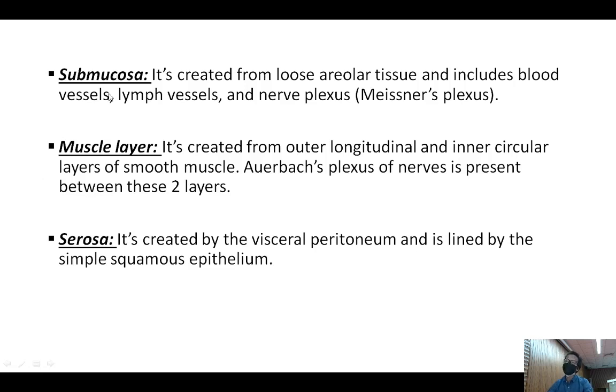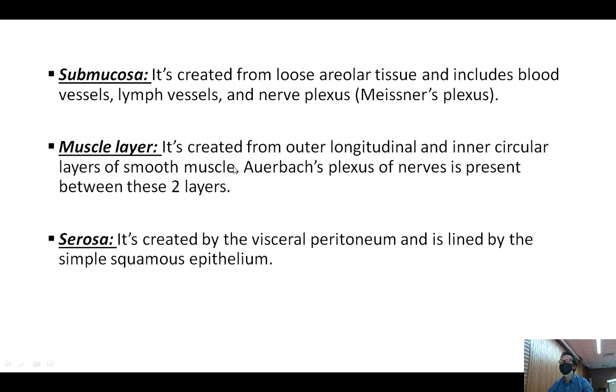Now, the second layer from inside to outside. The first layer was mucosa, the second is submucosa. Below the mucosa, it is a loose areolar tissue and includes the blood vessels. So this layer will have the blood vessels, lymph nodes, and a nerve plexus, which is known as the Meissner's plexus. Then after that, you'll have the muscular layer.